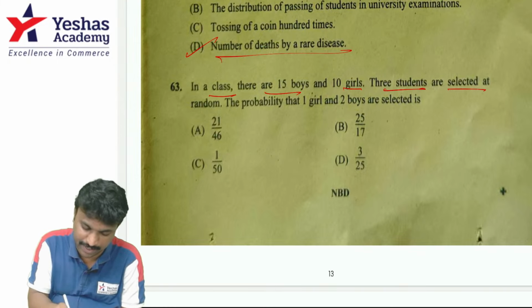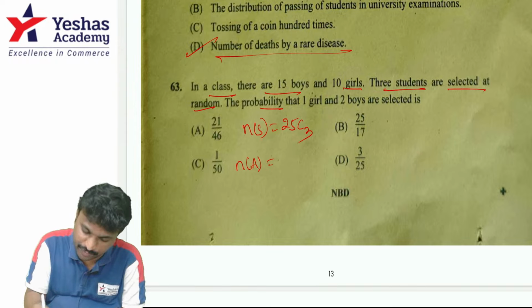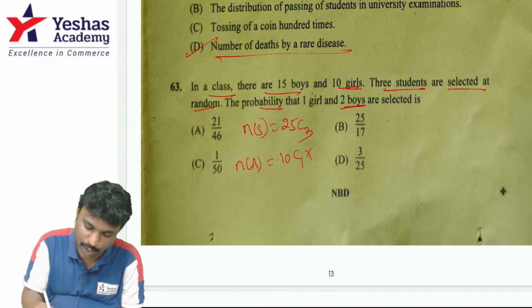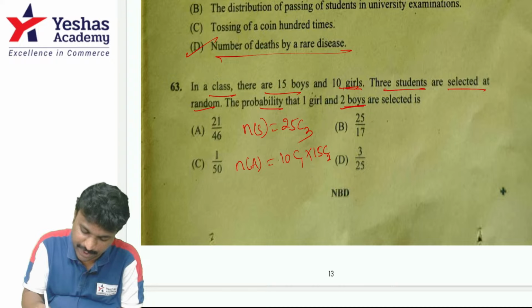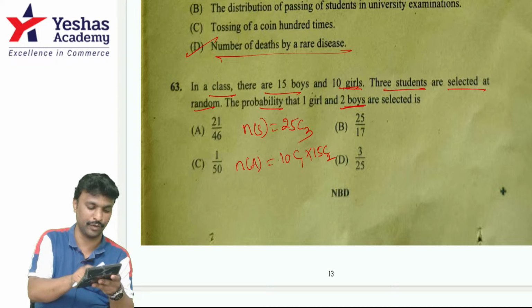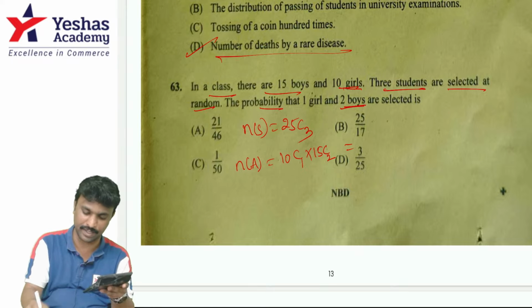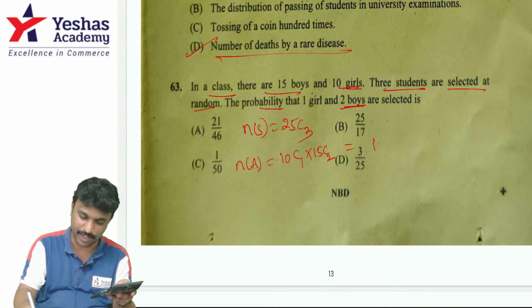Moving on, in a class, there are 15 boys and 10 girls. Three students are selected at random. So n of S is 25 total students, we have to select 3. The probability that one girl and two boys are selected. One girl from 10 girls is 10C1, and "and" means multiplication. Two boys from 15 boys is 15C2. So 10C1 is 10, 15C2 is 15 into 14 divided by 2, into 10. So that gives me 1050.